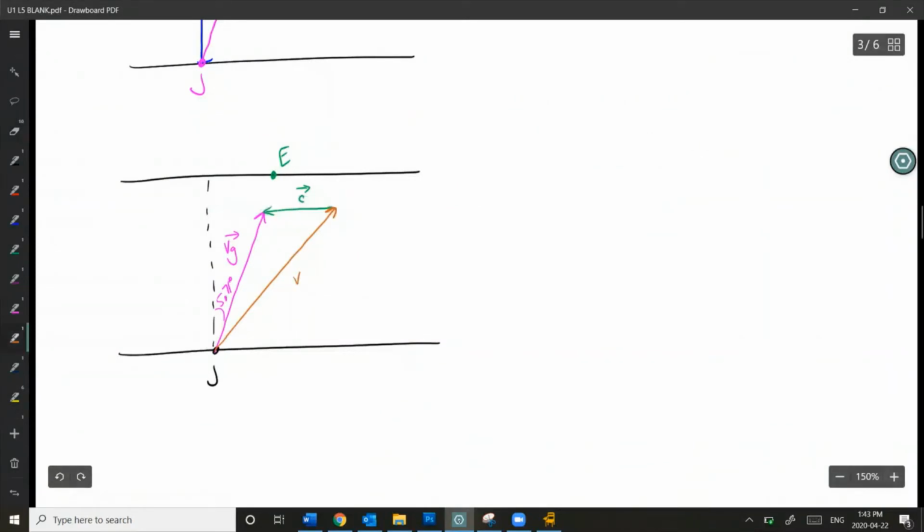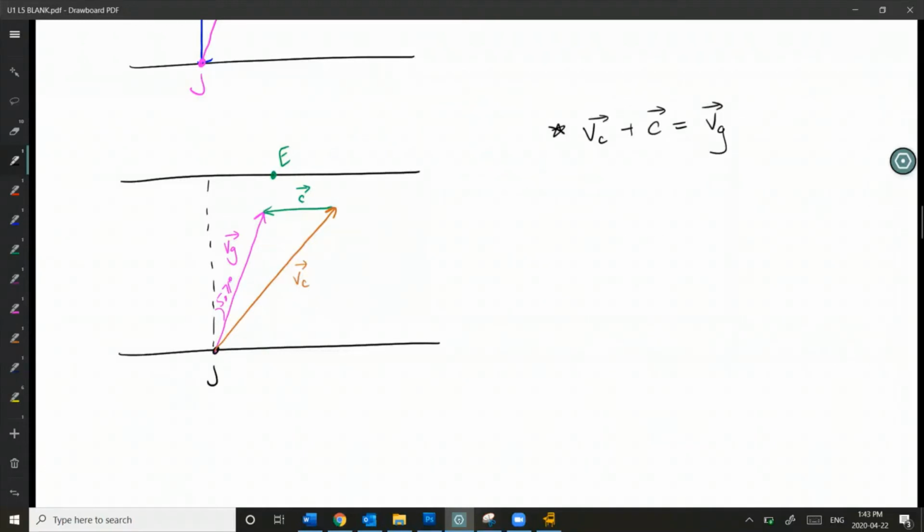So this is going to be the velocity with respect to the current. So just as a reminder, the velocity with respect to the current plus the current should actually give us the velocity of the person or boat, depending on what we're talking about, with respect to the ground.